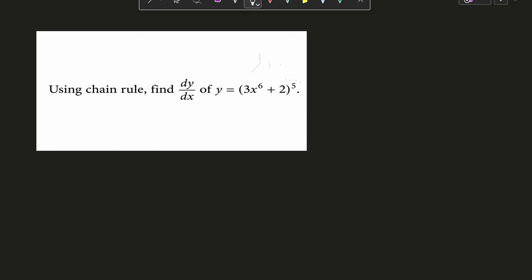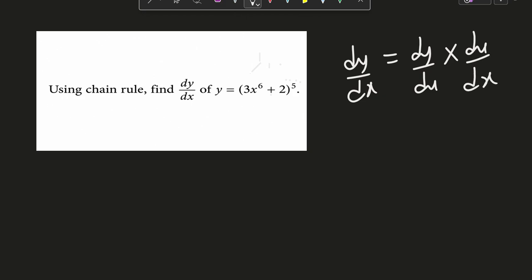Differentiate y equals (3x^6 + 2)^5 with respect to x. I remember in school back then, solving this was sometimes quite tricky, using the chain rule: dy/dx equals dy/du times du/dx. Sometimes we forget this and couldn't solve it.